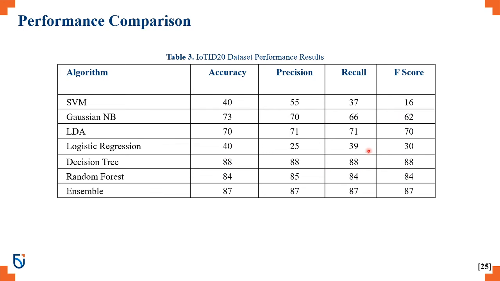Table 3 shows the comparison of different classifiers for accuracy, precision, and recall. So decision tree performs better as compared to other classifiers for all of the four metrics. And random forest and ensemble classifiers perform better as compared to SVM and these classifiers.